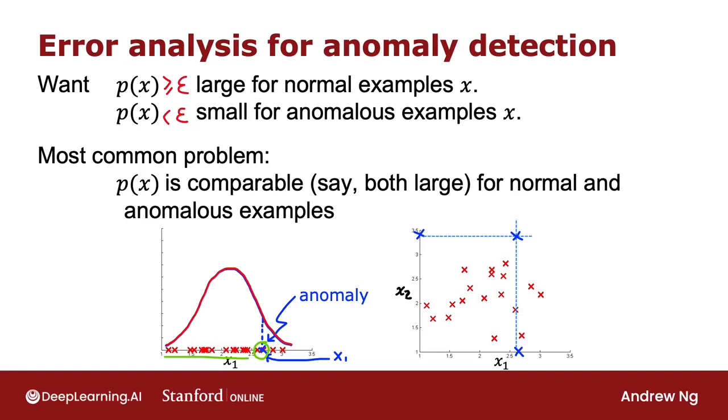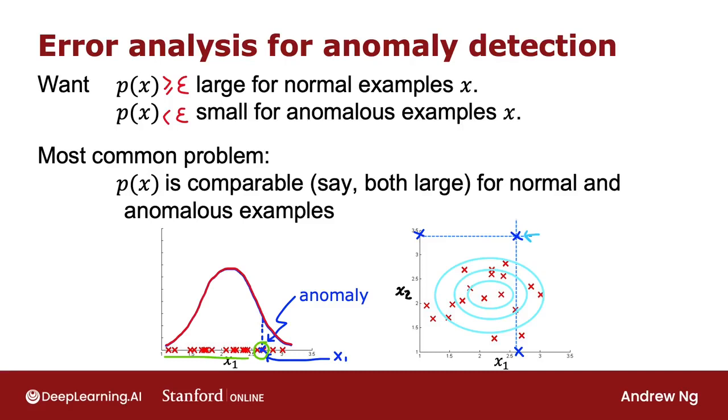Because when you have this new feature X2, the learning algorithm may fit a Gaussian distribution that assigns high probability to points in this region, a bit lower in this region, and a bit lower in this region. And so this example, because of the very anomalous value of X2, becomes easier to detect as an anomaly.